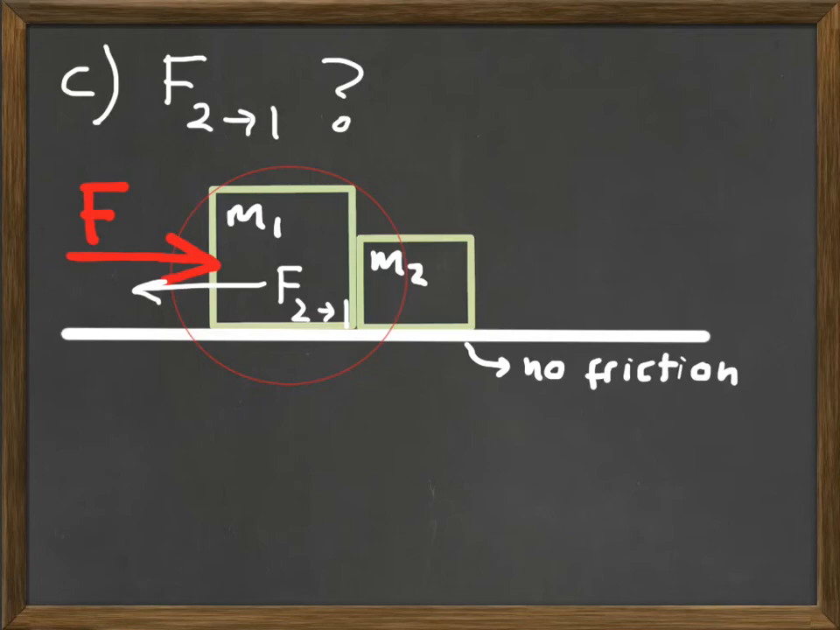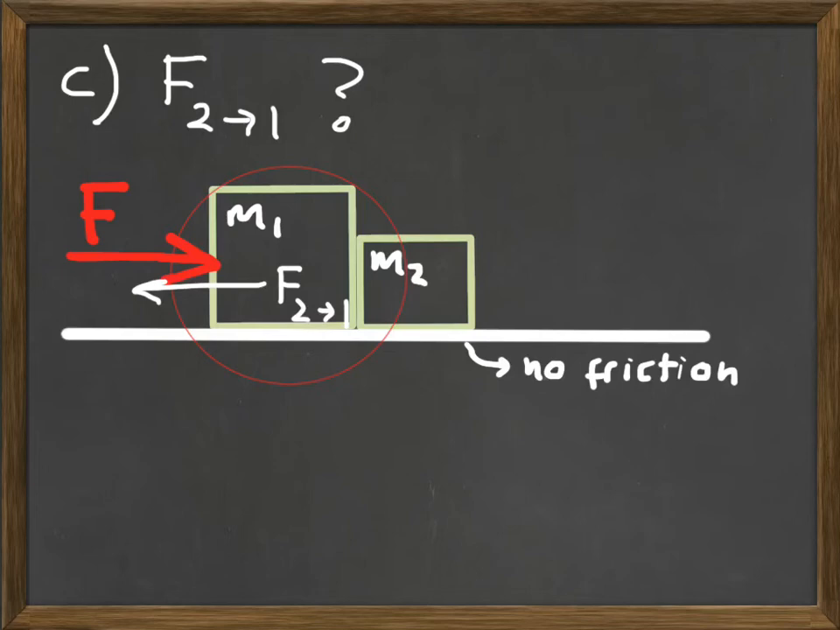The presence of m2 in front of m1 should slow down the motion of m1. You clearly can run faster by yourself than having somebody in front of you pushing you backwards. So this is what m2 is doing to m1. It's pushing it backwards.